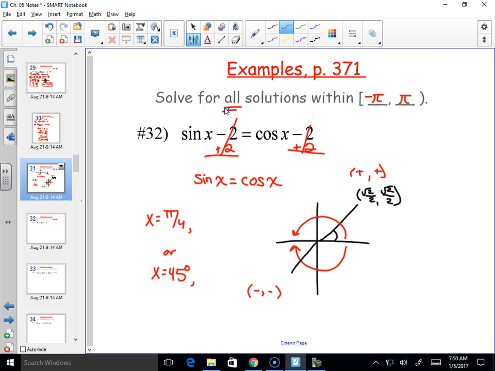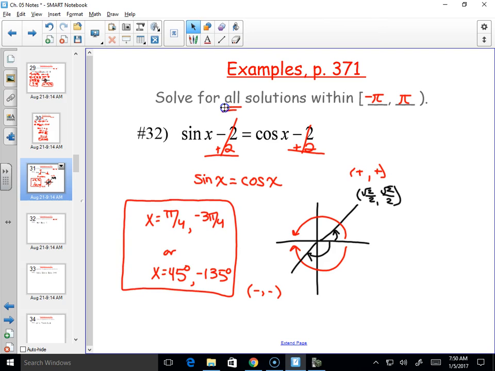Now, look at your restrictions though. Can we go there positively? 5 pi over 4? No, it's too big. So instead, we would need to go negatively in order to get that answer. So we have pi over 4 as one answer, and then we have negative 3 pi over 4, right? Or negative 135 degrees. And then we have our answers both in degrees and radians.